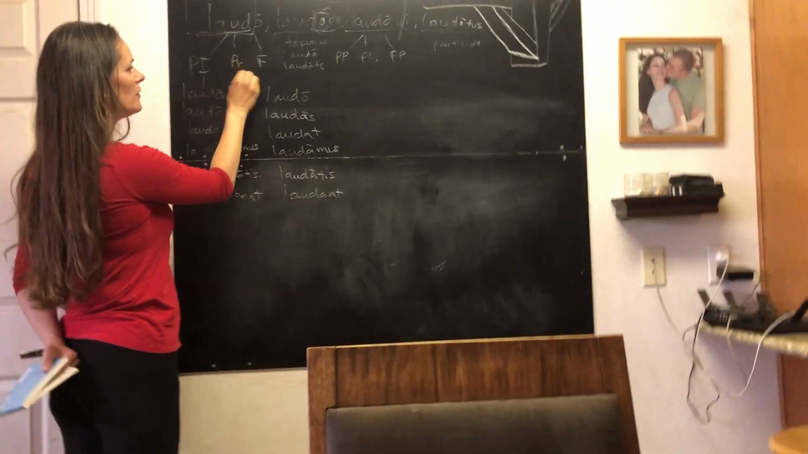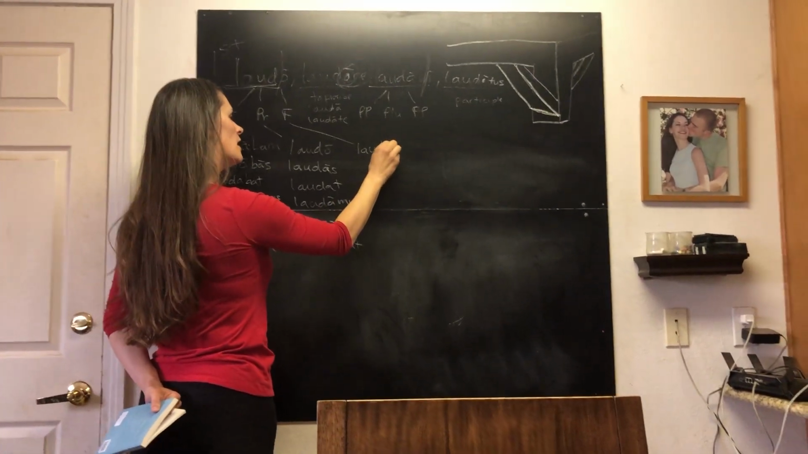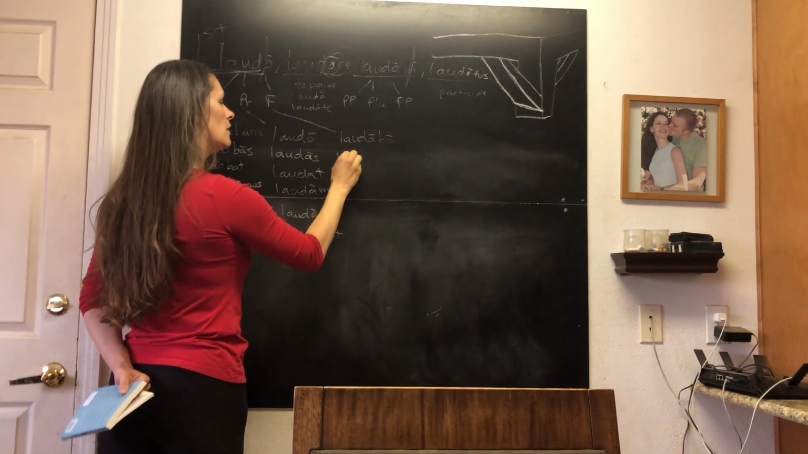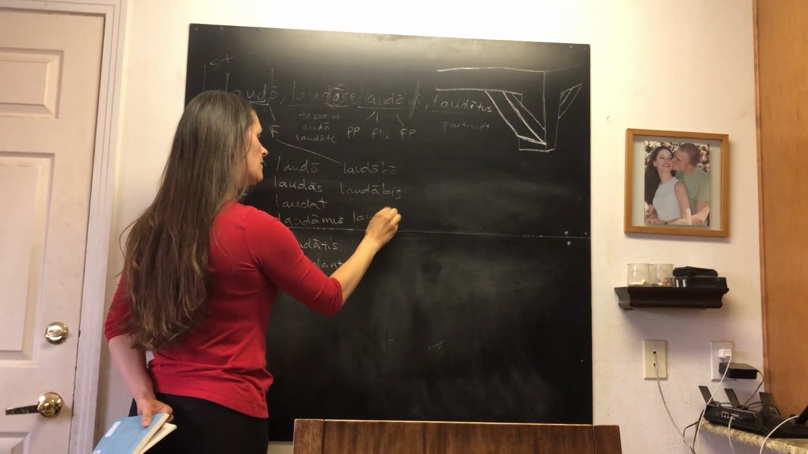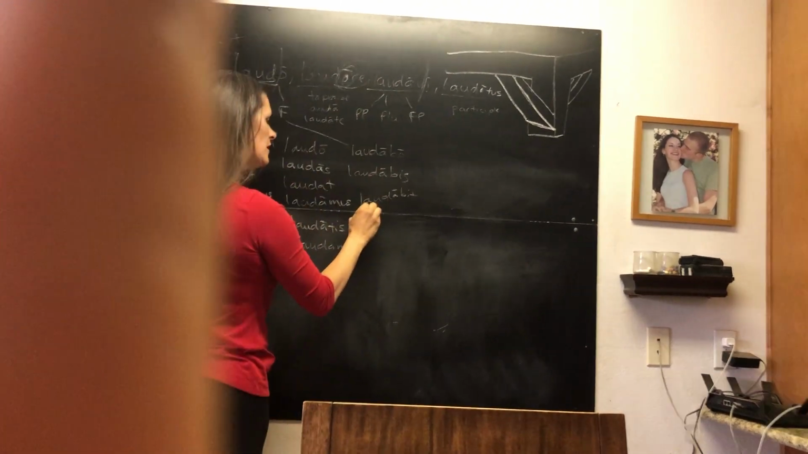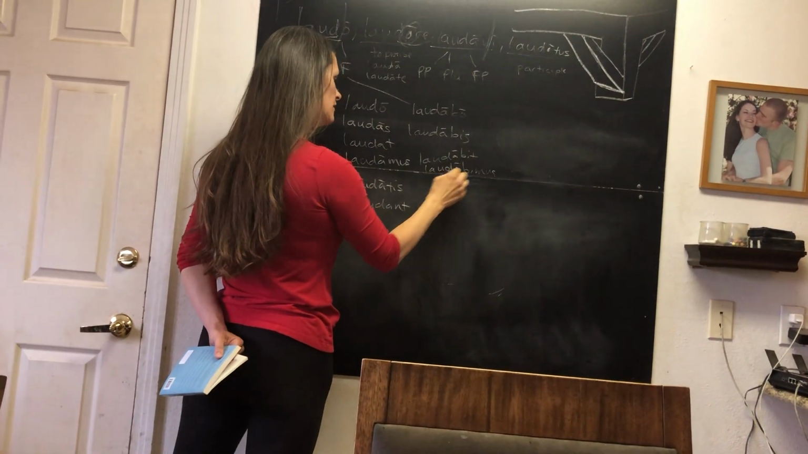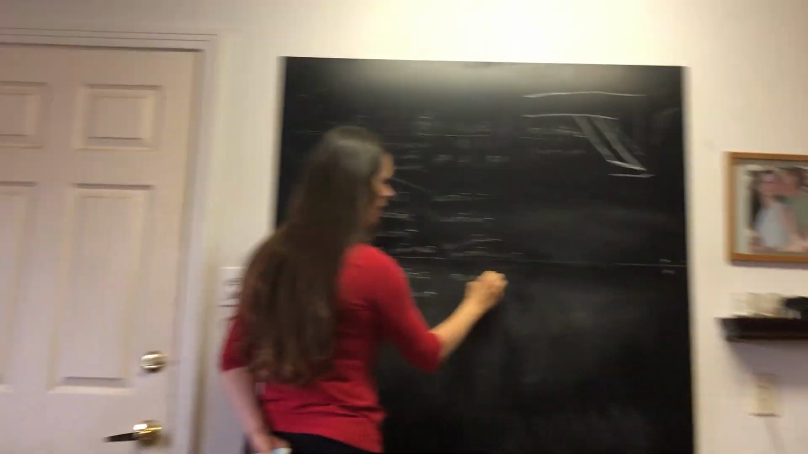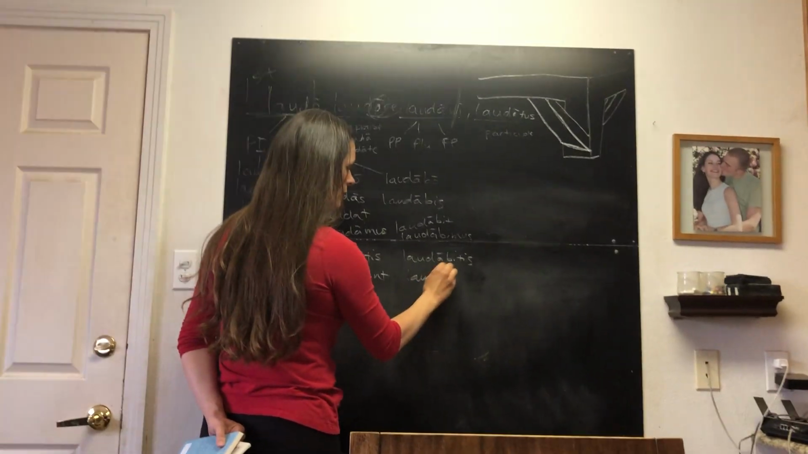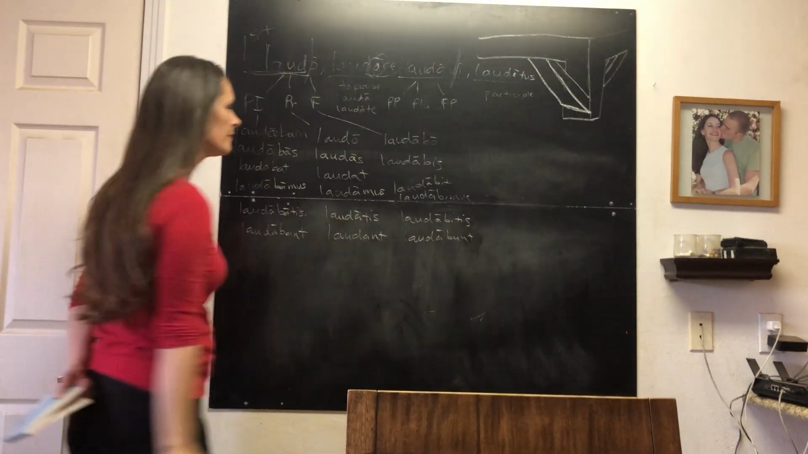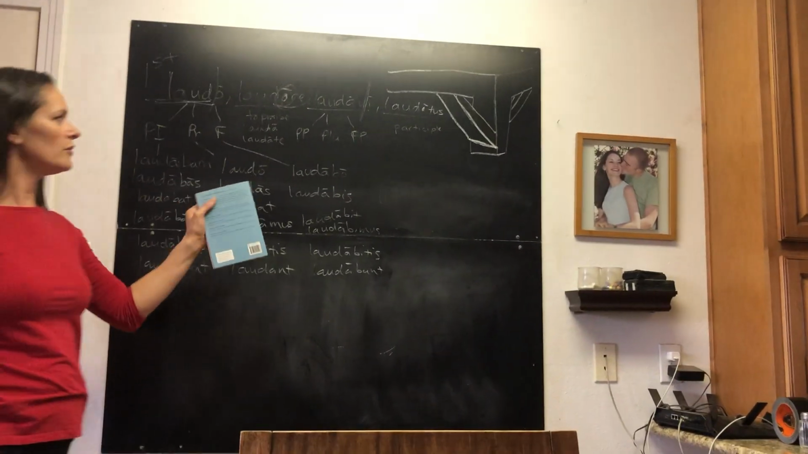Okay, so that's past imperfect, present, and now future. We'll use bo, bis, bit. So laudabo, laudabis, laudabit. Bo, bis, bit, bimus, bitis, bunt. Laudabimus, laudabitis, laudabunt. Okay? So those are 3 of our tenses, past imperfect, present, and future.